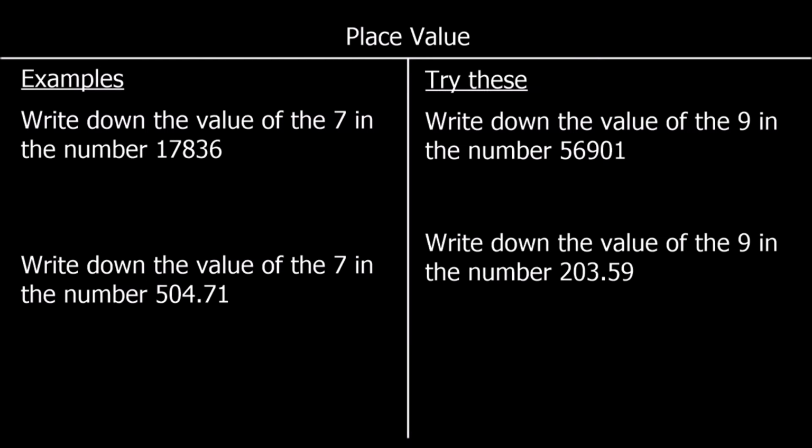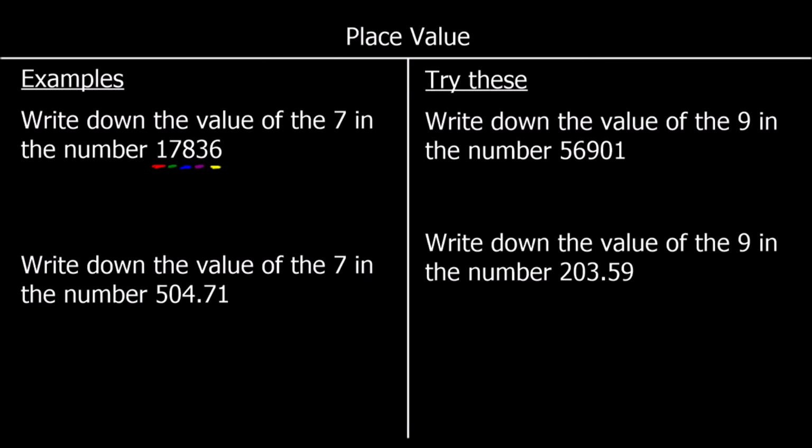Write down the value of the 7 in the number 17,836. So in a number like 17,836, we've got different digits which represent different amounts. So we've got 10,000s. So 1 is in the 10,000s column. 7 is in the thousands column. We've got 8 in the hundreds, 3 in the tens, and 6 is in the ones.